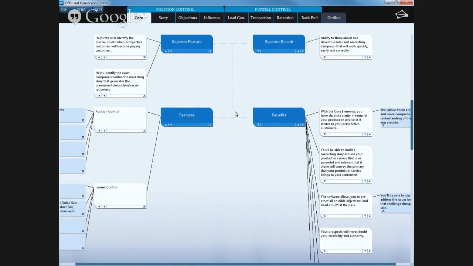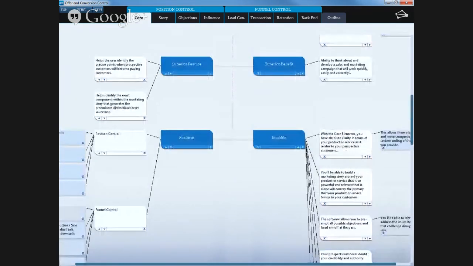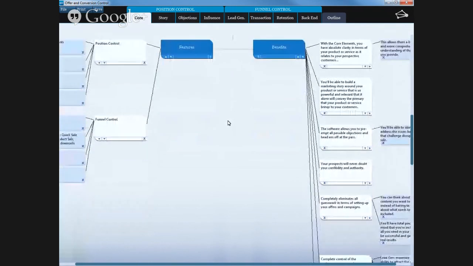Right, which leads to the superior benefit of the ability to actually think about and develop sales and marketing campaigns that work quickly, easily, and correctly. Right. Move it down. That's the key distinction there.